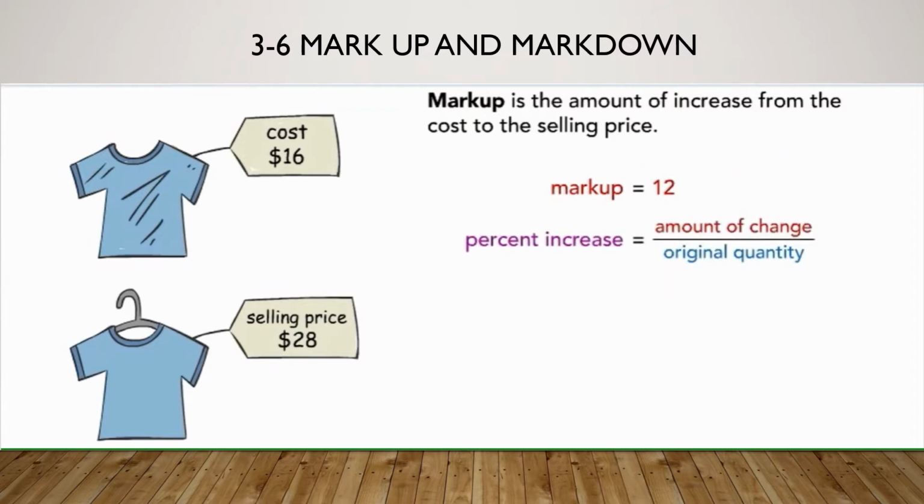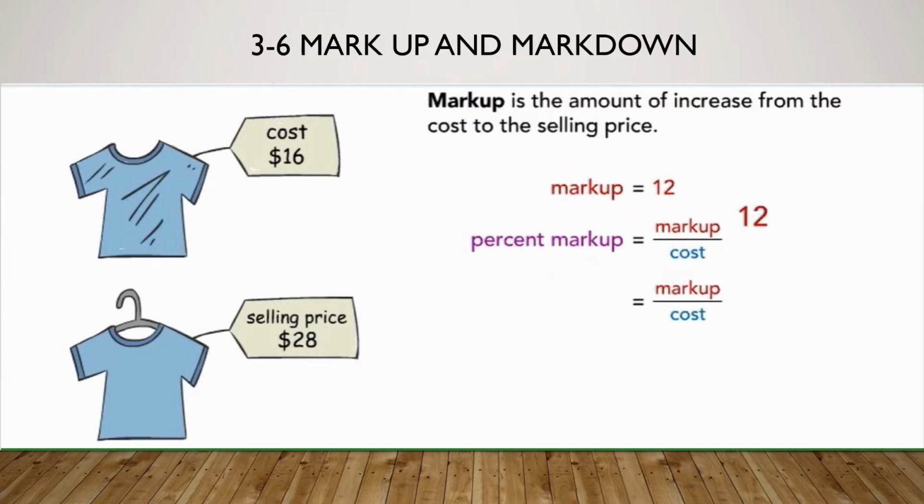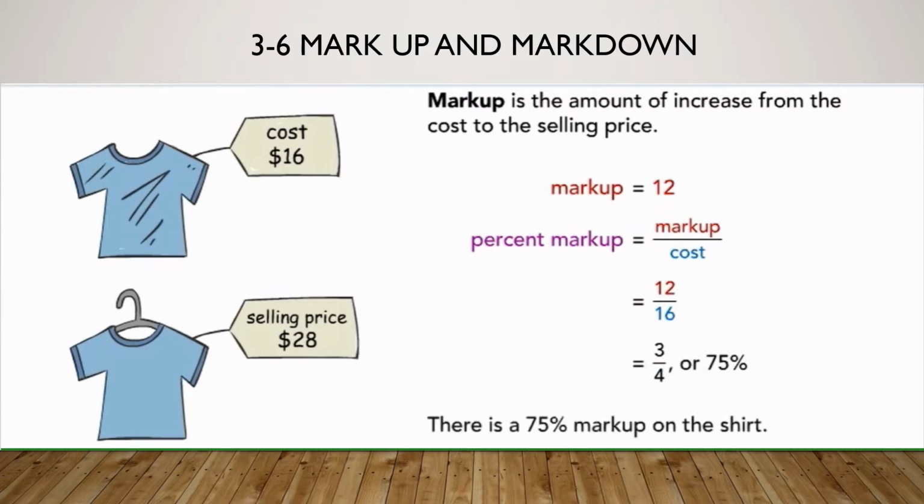You can represent the amount of markup as a percent increase of the original cost. This percent is the percent markup. The amount of change is the markup, and the original quantity is the cost. You found that the markup is $12 and the cost is $16. Simplify the fraction to 3/4 or 75%. There is a 75% markup on the shirt.